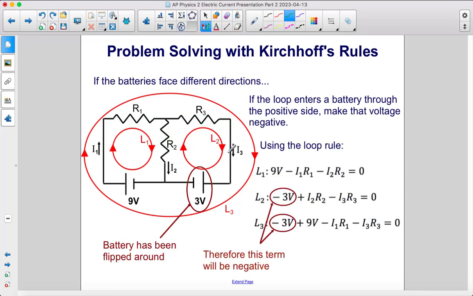Now in this example, we have actually flipped this battery around. So what changes? Well, anywhere we saw 3 volts before, now it's going to be negative. So that's the thing that changes if the battery flips around. Because if we go this way through the battery, we are now leaving the negative end of the battery. So then you put a negative sign in front of that voltage.